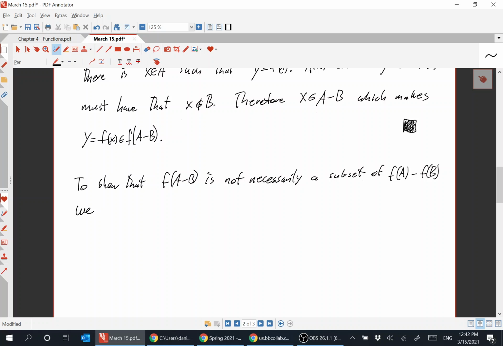All right, so in order to show it's not necessarily true, we have to do what? We have to give what? What's it called again? Counterexample. Mm-hmm. We provide a counterexample.